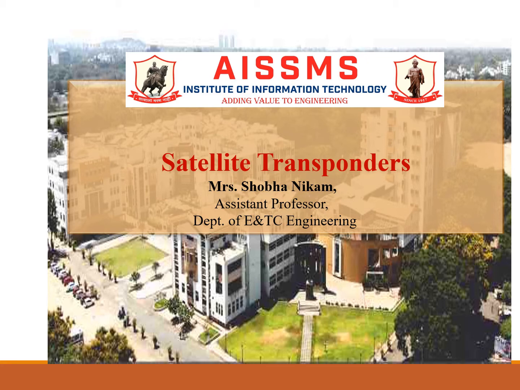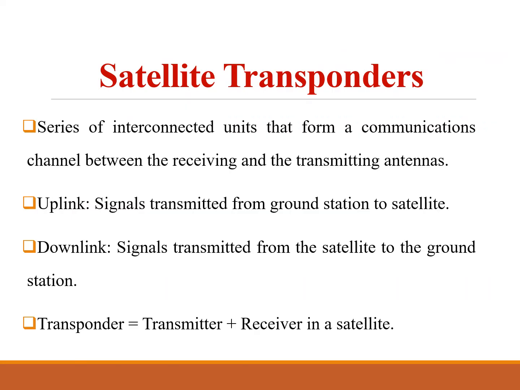In this video, I'll tell you the role of satellite transponder and different elements present in the satellite transponder. Basically, transponder is a combination of transmitter and receiver inside satellite. So we can say satellite transponders are series of interconnected units that form a communications channel between the receiving and the transmitting antennas. So in satellite communications, we usually use two terms, uplink and downlink.